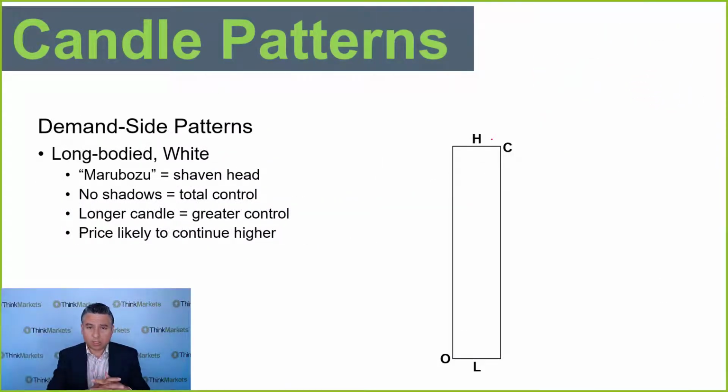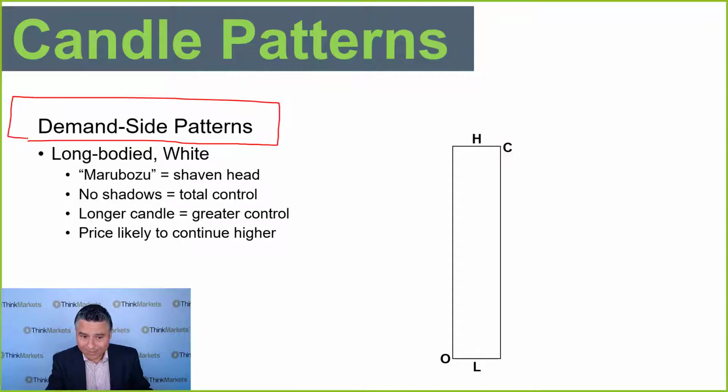Within the trend, we want to use some more pinpoint observations, and candlesticks are my favorite place to start. We are looking for demand side patterns to tell us when it's time to buy, and then I'll talk about some supply side patterns to tell us when it's not yet time to buy. The main two, and there's only two you really need to know in my opinion, are the long-bodied white candles. This box part is what we call the body.